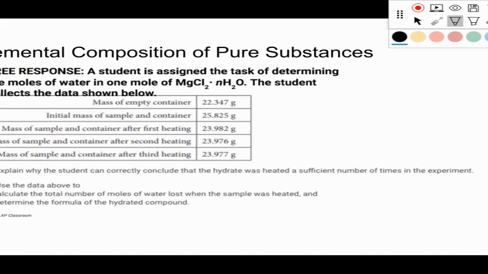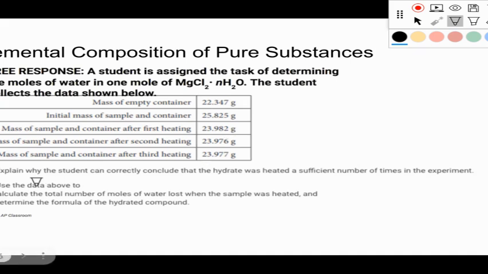So I said, as the hydrate is heated, the water is driven off. As the water is driven off, the mass will decrease. Once the mass stays the same, then the hydrate was heated a sufficient number of times. Again, you can word that in any way that you want to, but we see the proof because it started at this value and then went down and it stayed pretty much the same because we're talking about a value that's in the thousandth place. That is a very small amount of change when we're talking about that far out. And so you can word that however you need to.